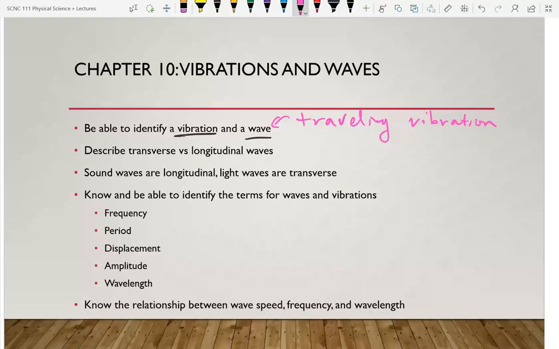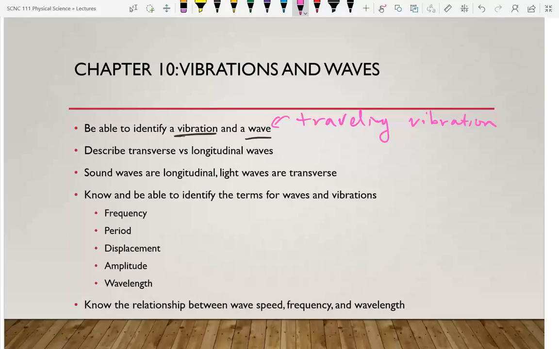So you need to know the difference. And then we had transverse versus longitudinal waves. Remember, I was out there with the spring, and we demonstrated waves where the particles were moving vertically, but the wave was traveling horizontally. When the direction of motion for the particle is perpendicular to the direction the wave is traveling, then that's a transverse wave. On the other hand, we did a wave where the particles were moving back and forth horizontally and the wave was traveling horizontally. That is a longitudinal wave.